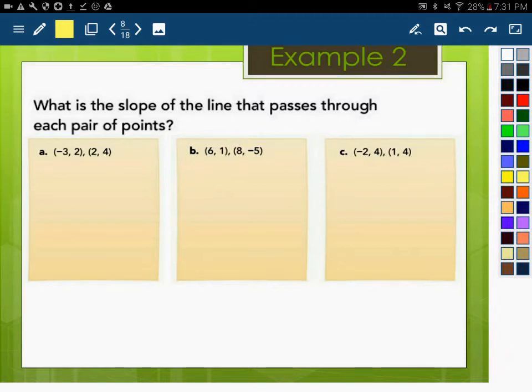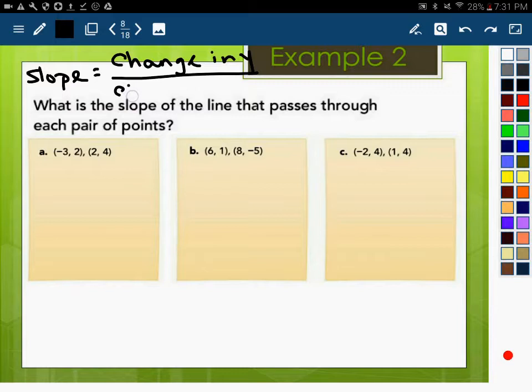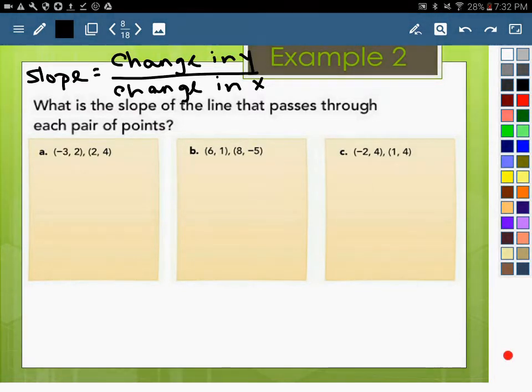It says, what is the slope of the line that passes through each pair of points? So I'm going to use my alternate method for each one of these. And I'm going to write that at the top just in case we forgot. It's going to be that slope is equal to the change in y over the change in x.